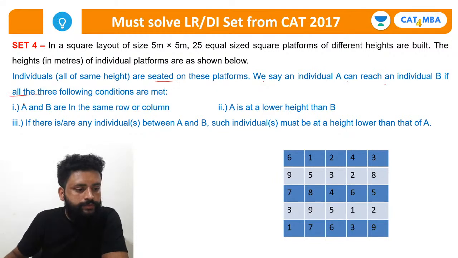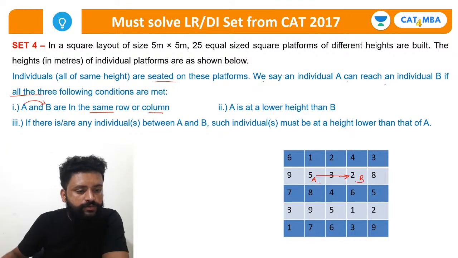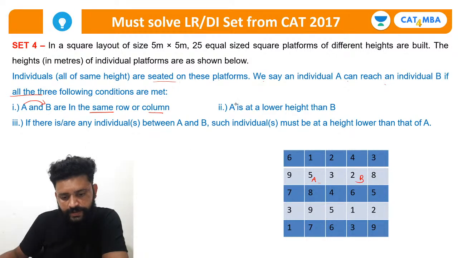Okay, all the conditions are: A and B are in the same row or same column. So let's say here is A, here is B. A cannot go here. B is here, then A can go, right? Or B here, then A can go. That's the first condition. Same row or same column.